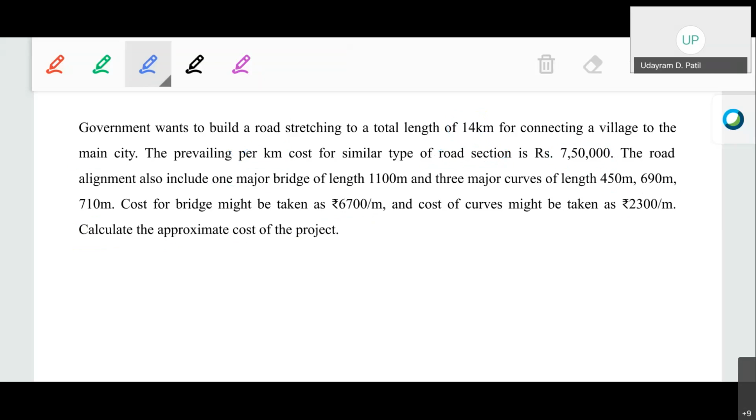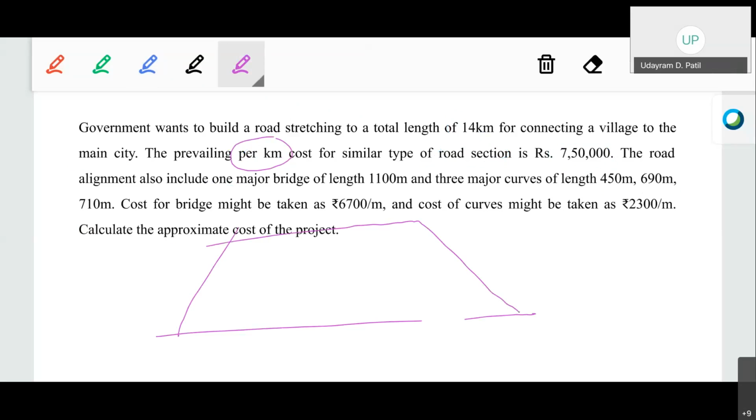Now, as we know, the service unit for the road in an approximate estimate will be taken as per kilometer. Okay, the service unit of the road is per kilometer. So depending upon the road section, considering the cross section of whatever road you have, the cost per kilometer is given to you by the PWD. Okay, depending upon the road section.